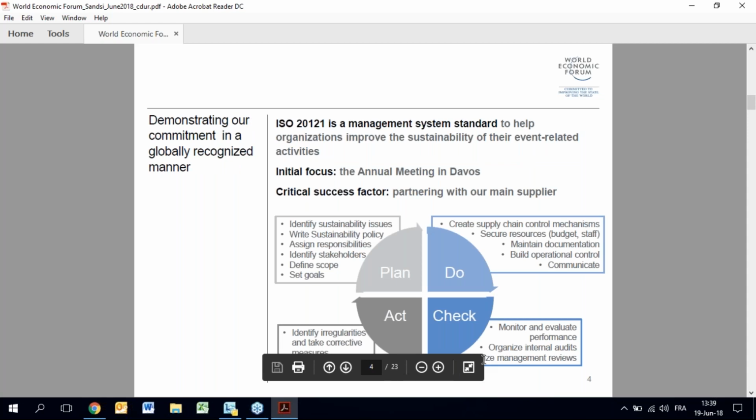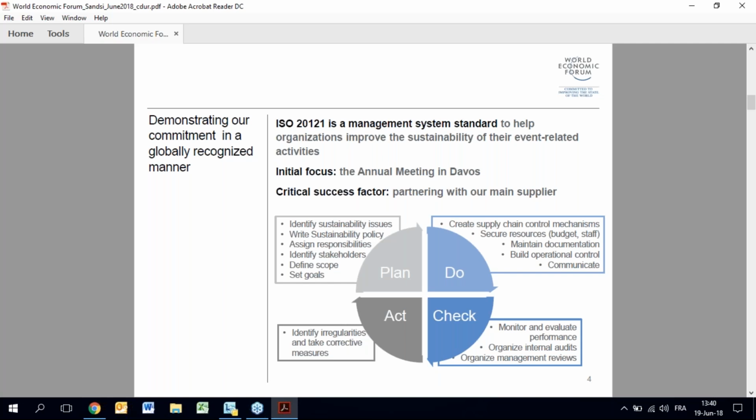It is a management system. So indeed, it forces you to plan, to do, to check, and to act. So it's a lot of work. It's a lot of questions that you have to ask yourself. But the reason why we wanted to do it is because it demonstrates a commitment in a globally recognized manner.